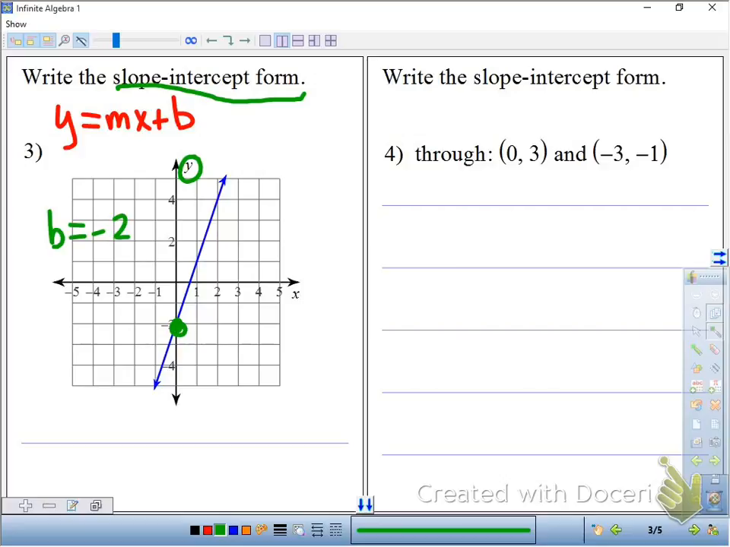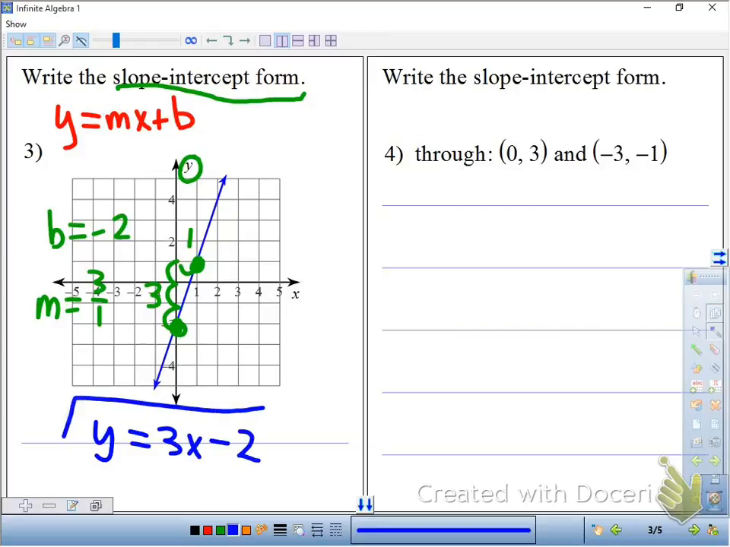I can also get a slope because I'm able to find a second point on this line. It is a positive slope, and I'm going to have to follow this rise over run. 1, 2, 3 for my rise, and 1 for my run. So my slope is 3 over 1, which I'm going to just simplify to be 3. So my slope-intercept form would be y equals 3x minus 2. The only difference, I had to actually find the information. It was on the graph, but it didn't just tell me what it is.